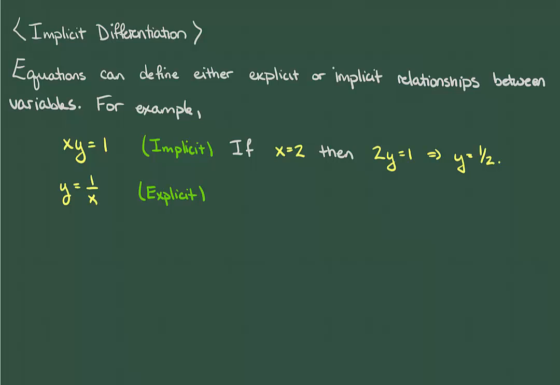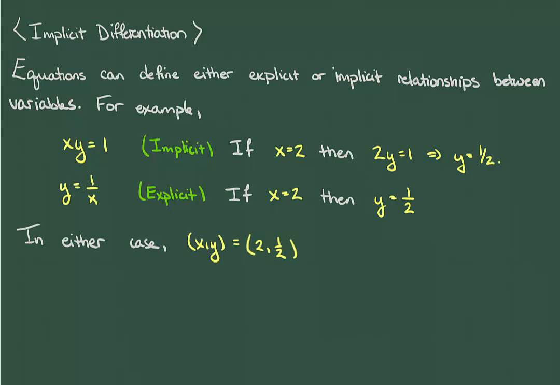On the other hand, the equation y equals 1 over x is an explicit relationship. It tells me exactly how one variable is related to the other. In this case, if x equals 2, there's no solving that needs to be done. We just compute the right-hand side to find that y is equal to 1/2. In either case, we get that (x, y) = (2, 1/2) satisfies these two equations. And in fact, any point which satisfies the top equation also satisfies the bottom equation.